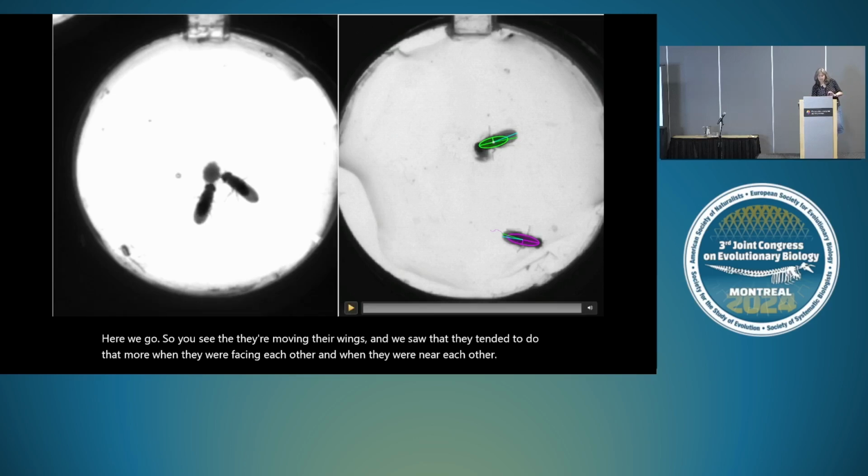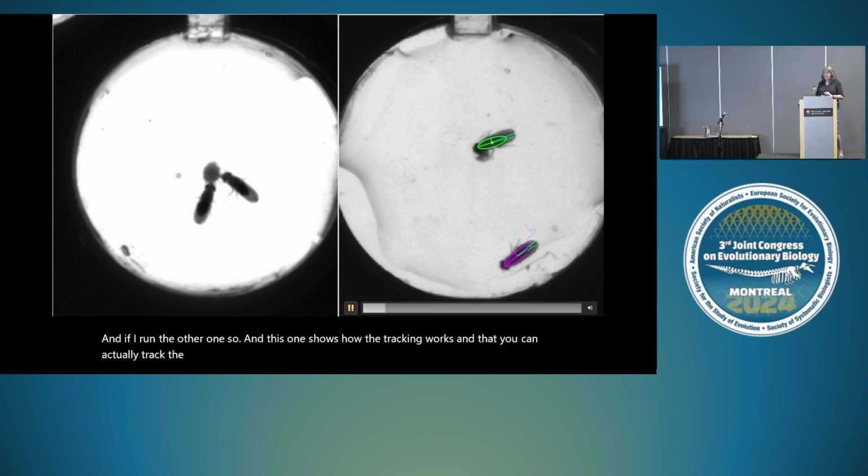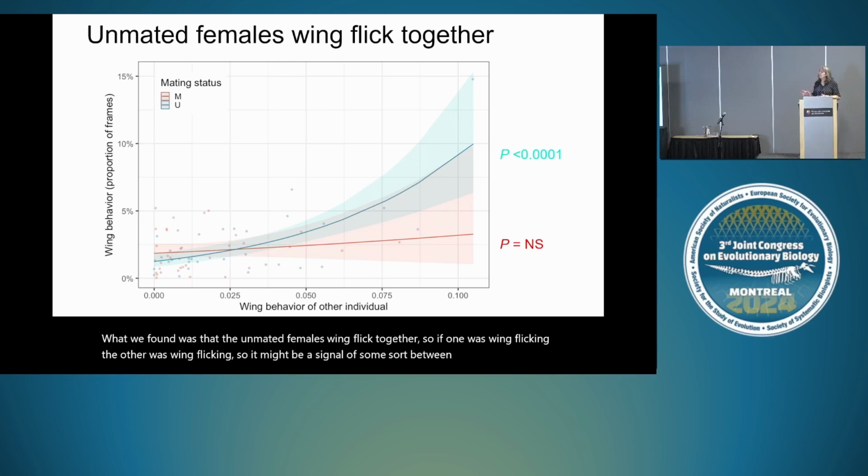If I run the other one, this shows how the tracking works and that you can actually track the movement of the wings. Looking at that, what we found was that the unmated females wing flick together. So if one was wing flicking, the other was wing flicking. It might be a signal of some sort between the females, but we need to investigate this a lot more. They do seem to be doing this simultaneously. And again, we have the mated in pink and the unmated in blue.